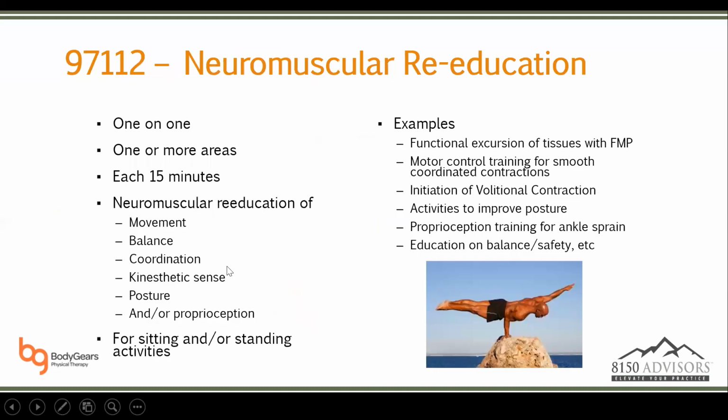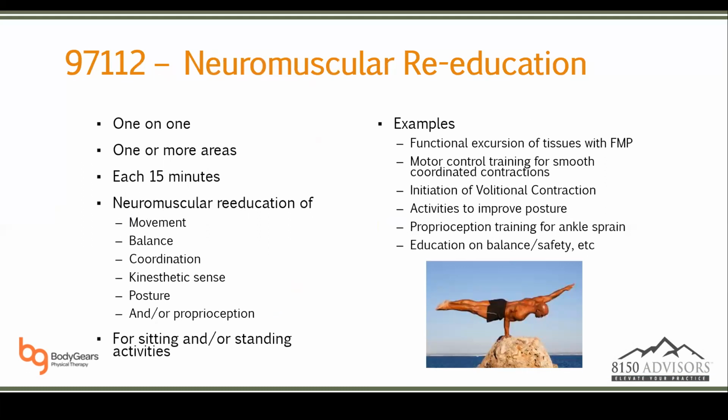NeuroRead, by definition, is neuromuscular re-education of movement, balance, coordination, kinesthetic sense, posture, and proprioception for the purpose of sitting or standing. So, meaning that if you work on these things, it's going to help the patient be more in line or be able to do sitting activities or standing activities better.